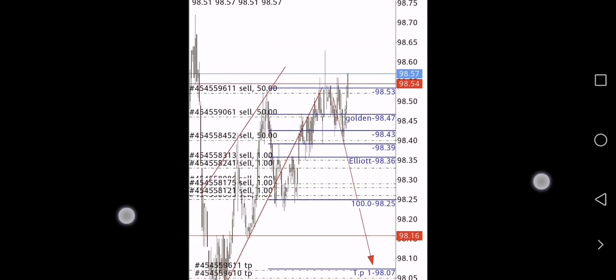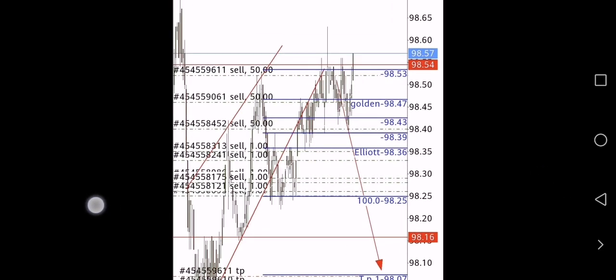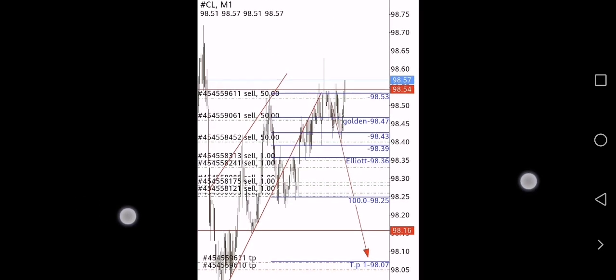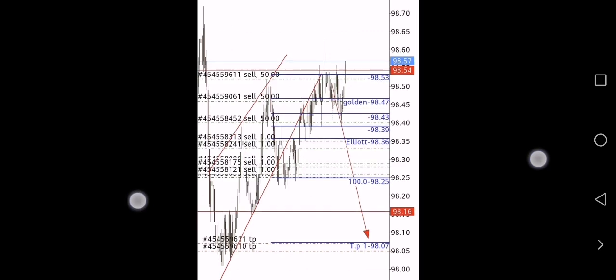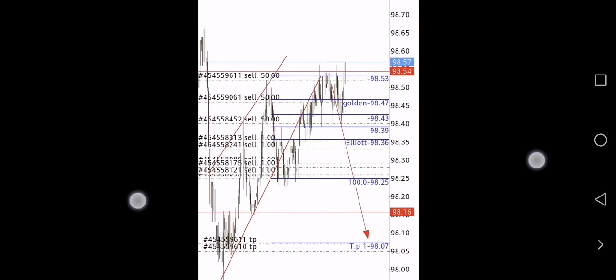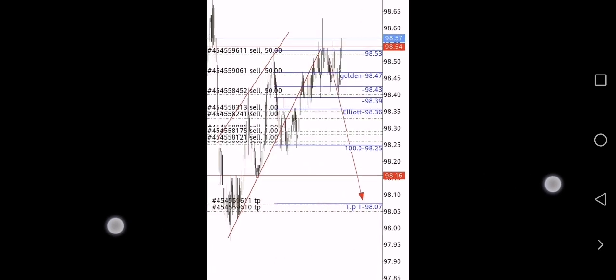pattern formed. We put the 98.25 level as the 100 level and 0 is from the top. Now the level 161 is showing take profit limit 1, and the next level is showing take profit limit 2. These are many trades we take in our real account.